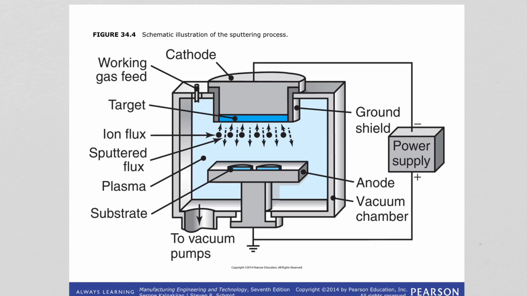This causes the sputtering, or ejection, of its atoms. So you have the coating material, it is ejecting its atoms. Those atoms then go condense on the workpiece, which is heated to improve bonding.